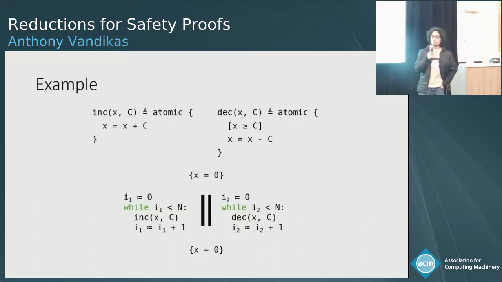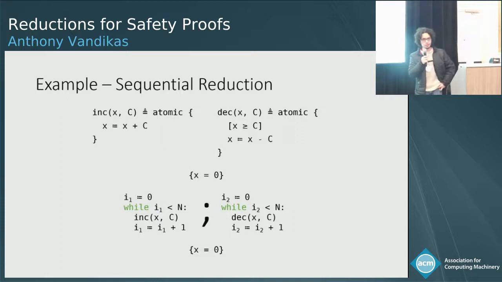It's easy to see why this program is correct. Each loop executes n times. If you have n increments and n decrements, then the net result is going to be 0. But for an automated program verifier, this is not so easy to determine. And the reason is it needs a nonlinear invariant. So why does it need a nonlinear invariant?